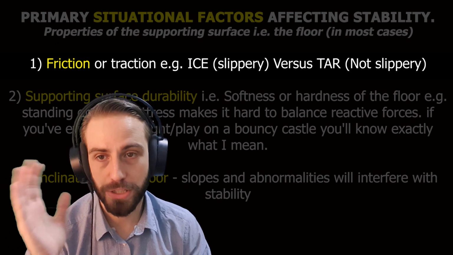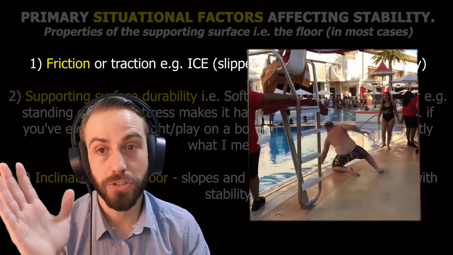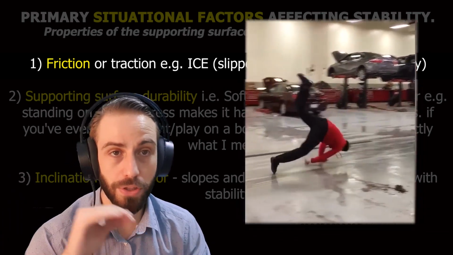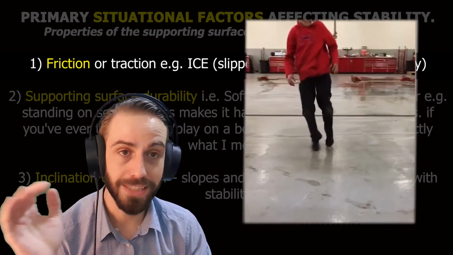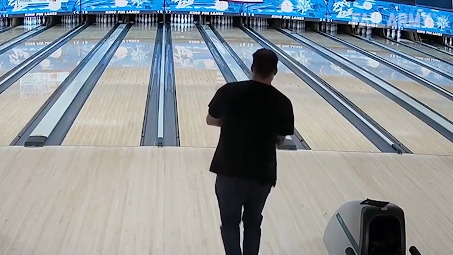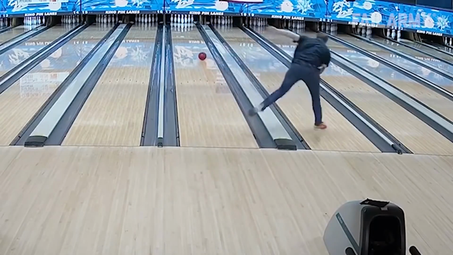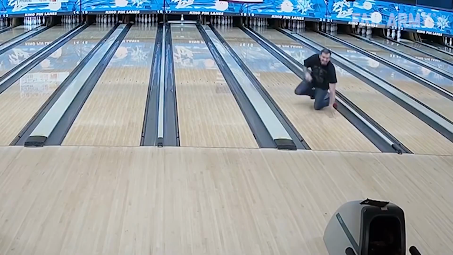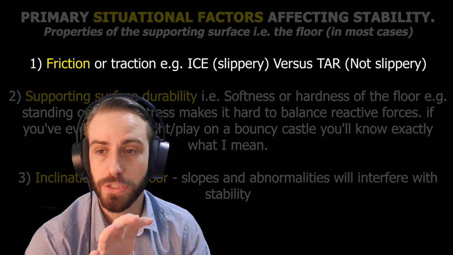Another thing that can affect friction and traction is sweat. Anyone that's trained in combat sports will probably have slipped and slid in human sweat on the mats more times than they can count. I've slipped completely off my feet and fell on my elbow, on my back, on my knees, on my hips, on my everything because of sweat. So friction is a major situational factor that's going to affect your stability.